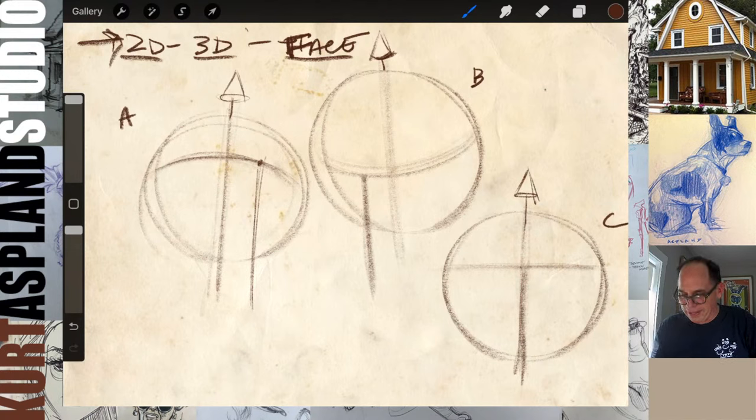So anyways, back to A here. Now from here on out, this is mine. Find the temples. The temples are right here on either side of the eyebrows.